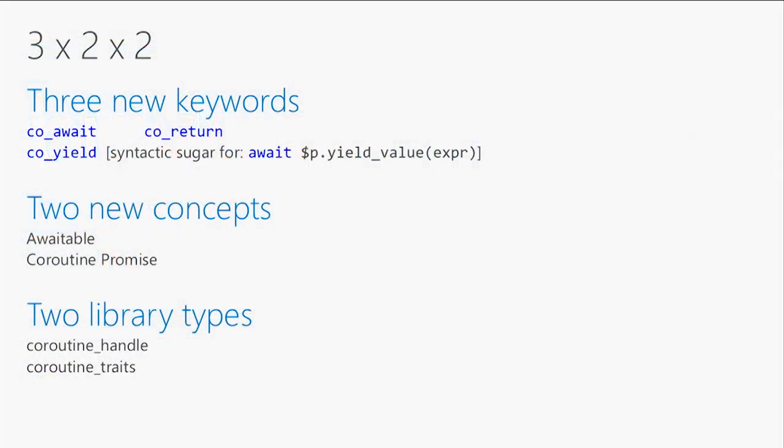So if we look closely, what happened to the language? Well, we got three new keywords: co_await, co_yield, and co_return. For those who want to customize coroutines, they need to be aware of two new concepts, which are requirements on types. One is awaitable, and that is what co_await expects the expression to be. And the coroutine promise is for those who want to design new coroutine types. And two concrete types: coroutine handle, which represents a handle to a suspended coroutine, and coroutine traits.